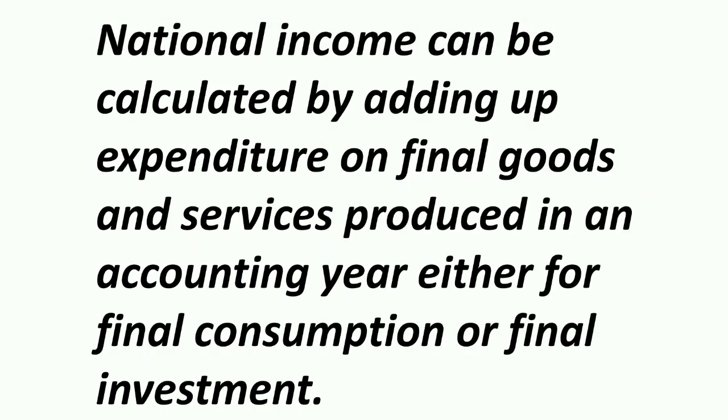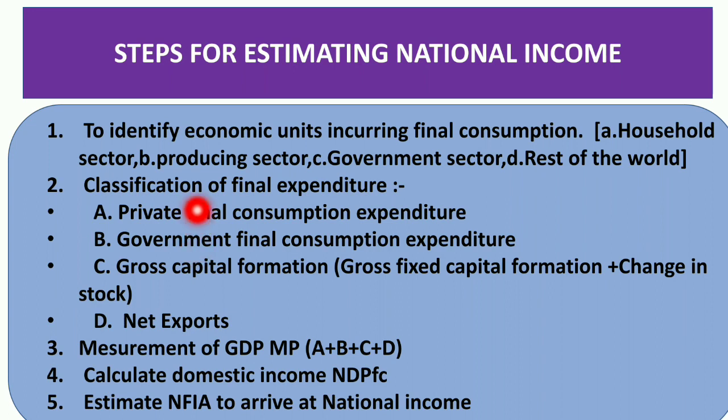Here you can see that there are basically 4 economic sectors that incur final expenditure. These are the household sector, producing sector, government sector, and the foreign sector, that is the rest of the world. In the previous slide as well, I told you that expenditure is either for final consumption or for investment. So we include the expenditure for both final consumption as well as final investment while calculating GDP at market price from the expenditure method.